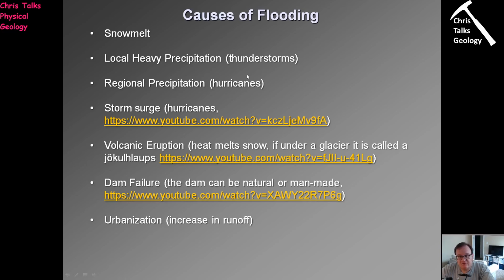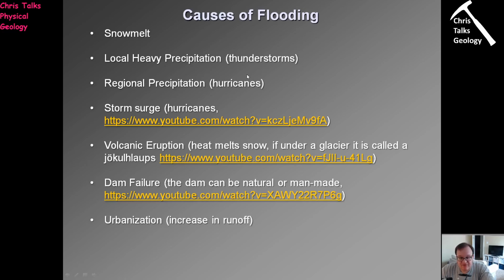Volcanic eruptions. A volcanic eruption can cause ice and snow to melt if there's any kind of glacier or anything on top of the volcano, and this can lead to the formation of, I do apologize if there are any Icelandic people listening to this, a hjullupse, which essentially is where you have a large quantity of ice melting very, very quickly due to a volcanic eruption, which causes a flash flood.